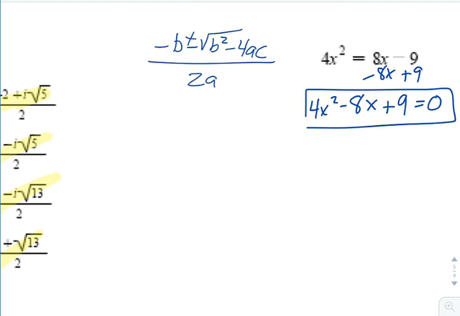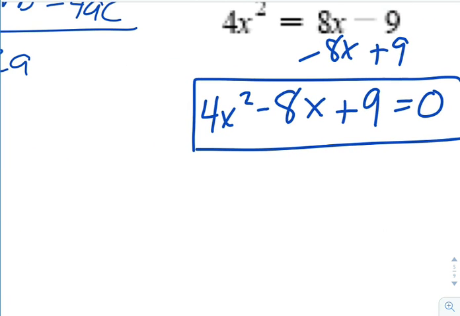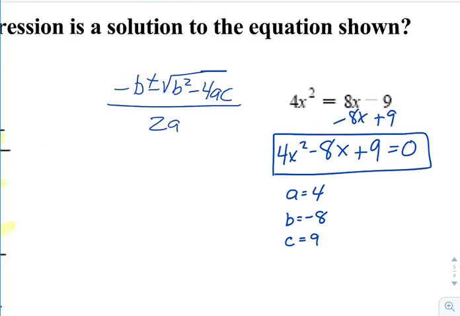Okay, and at this point, it's just plug and chug to see what you get. I'll write them out here so you get them nice and organized. The a value is 4. The b value is negative 8. The c value is 9. There you go.